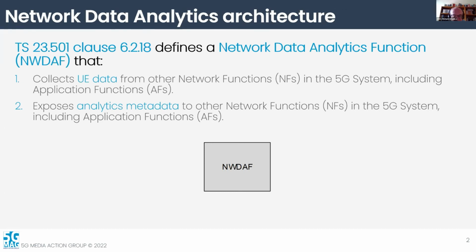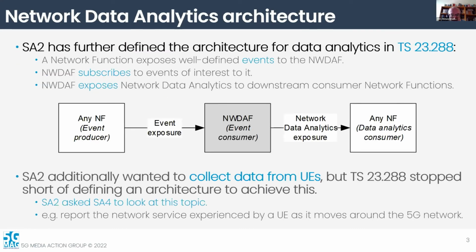And the idea is to get an idea of what's going on in the 5G system and how it could be improved from an operational point of view. That's the thrust of this NWDAF, the network data analytics function. So that was the basis of everything. And then in their 23288 spec, they further defined this a bit. You can see that there's this concept of an event producer and an event consumer. This network function acts as the event producer. It exposes events to the NWDAF, which consumes them. It turns the information into analytics and then exposes that to a data analytics consumer. So that's all very good.